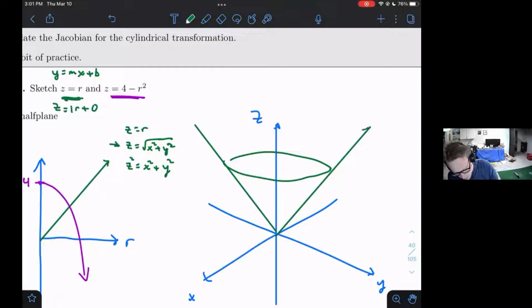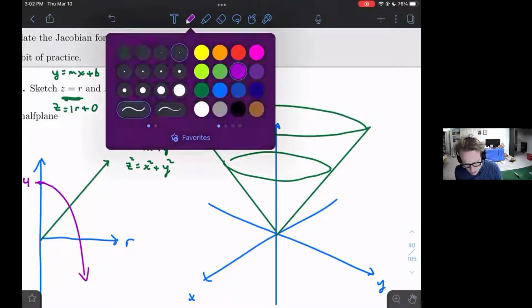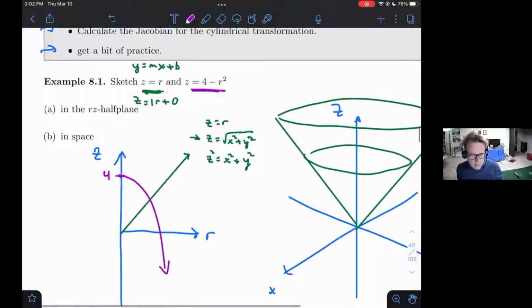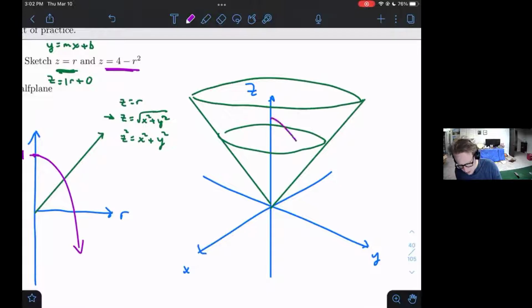And we could even draw maybe the top one up here. Again, it continues on forever in the positive z direction, but I'll just go ahead and draw the sketch on top. Now, likewise, if we were to take this 4 minus r squared, again, this looks something like this.